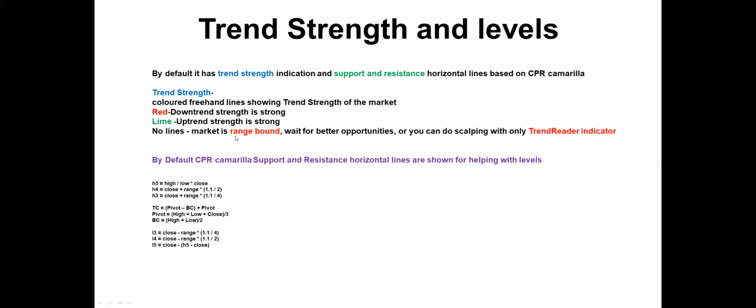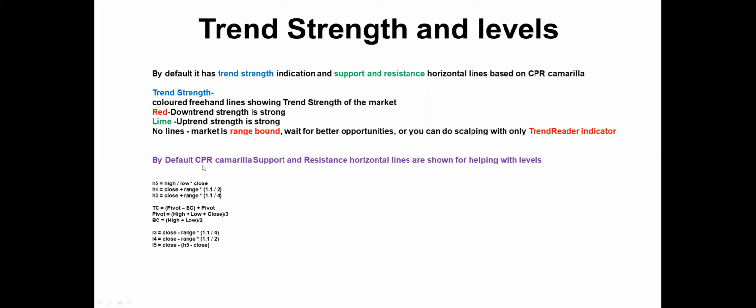But for the range bound market, option buyers, better to wait for good opportunities. If you want to trade as well, the trend reader can give you some indications which you can make use of and do quick scalps, for a very small profit as well as small SLs.